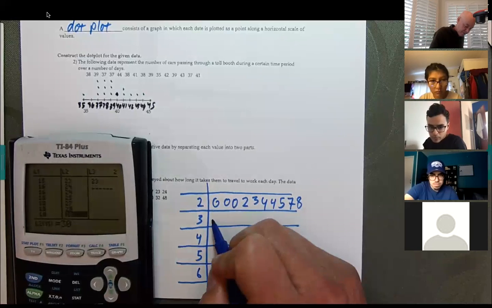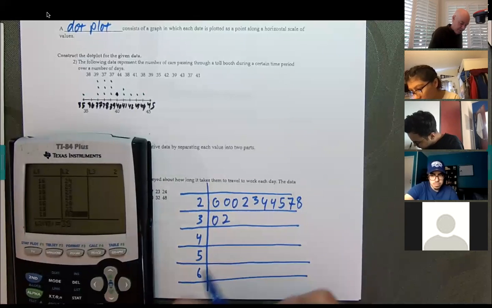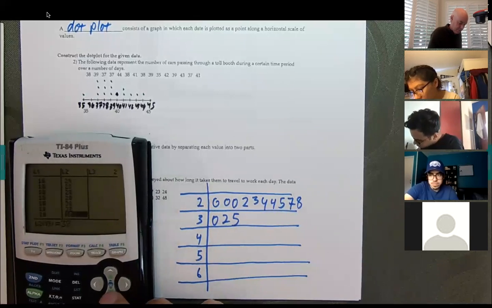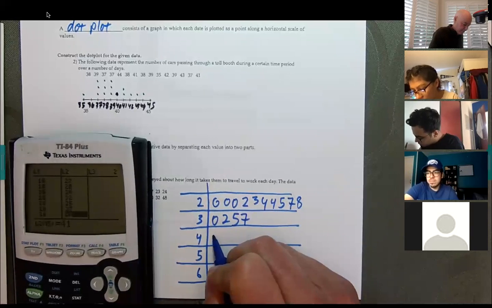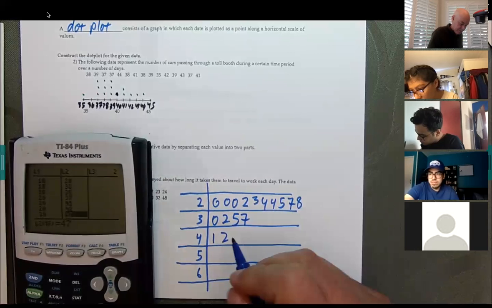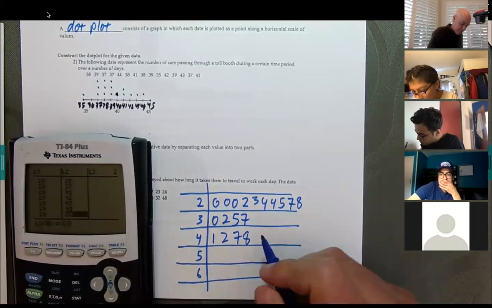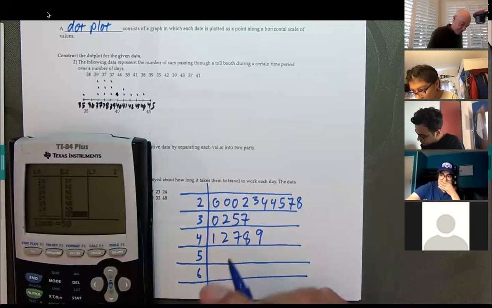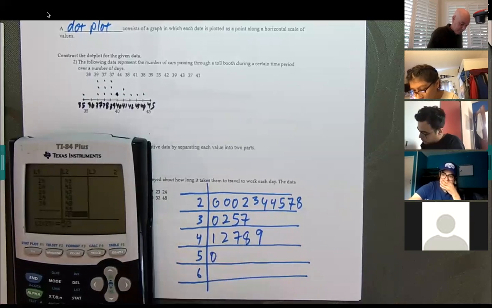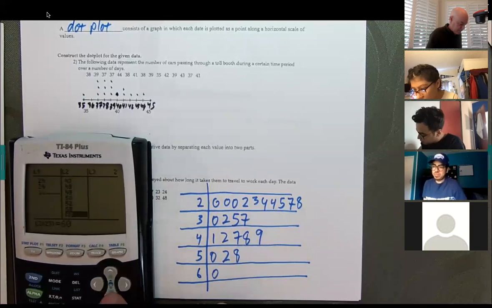Next up, I have a 30, 32, 35, 37. And I have a 41, a 42, a 47, a 48, a 49, a 50, a 52, a 58, a 60, and a 65.